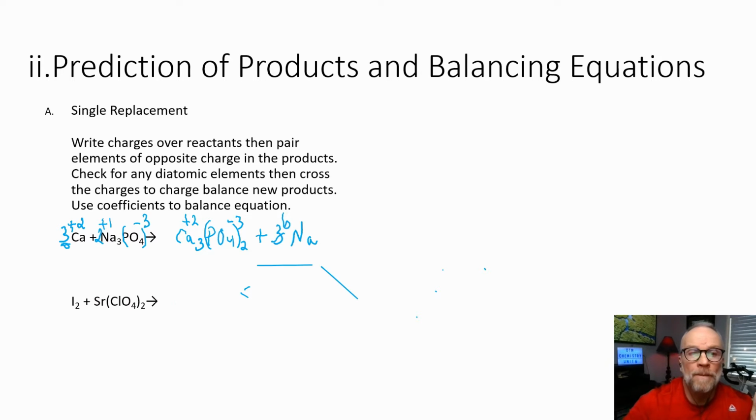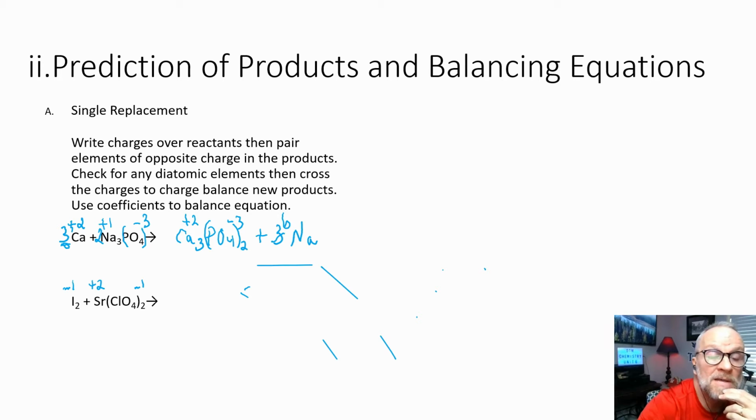Okay, let's do another one. All right, in this one we have iodide and strontium perchlorate reacting. So iodide is a -1. Strontium here is going to be 2. Perchlorate's -1. -1 times 2 gives me -2. So strontium will have to be +2.